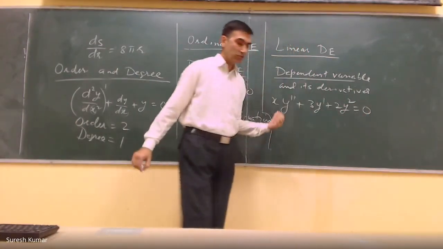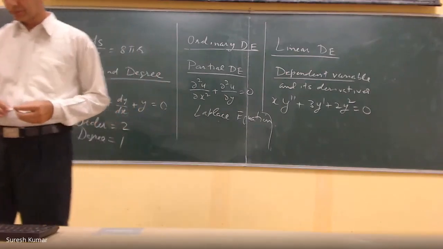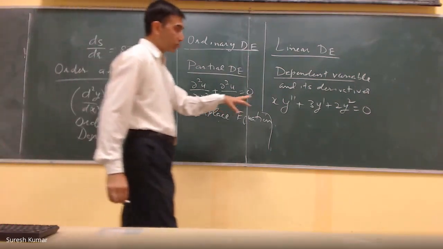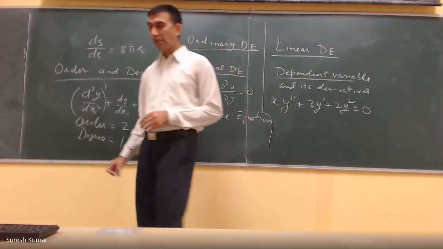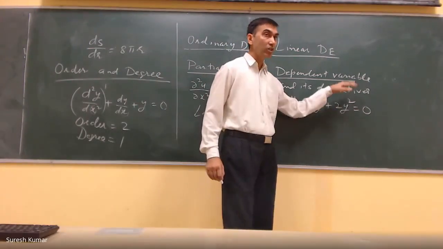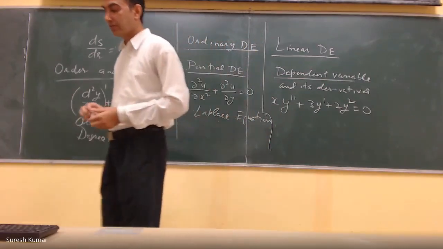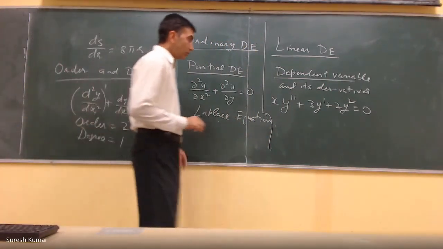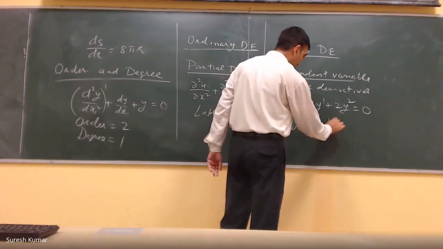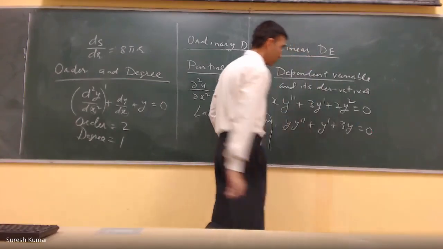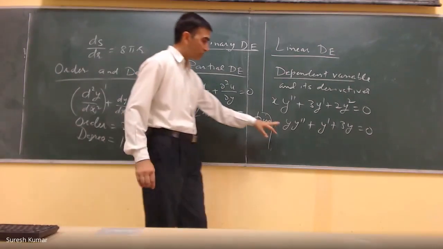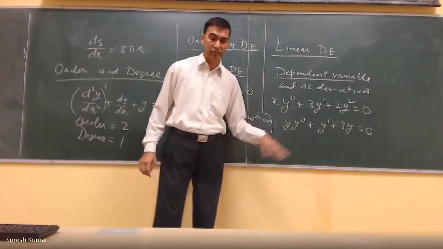And what about this equation? Second changed equation, I made it y square. It is not linear because the dependent variable y occurs in more than 1 degree. It is square. Alright. Likewise, I can write something like this: y double prime plus y prime plus 3y equal to 0. This equation is also not linear because the dependent variable and its derivatives are multiplied together.